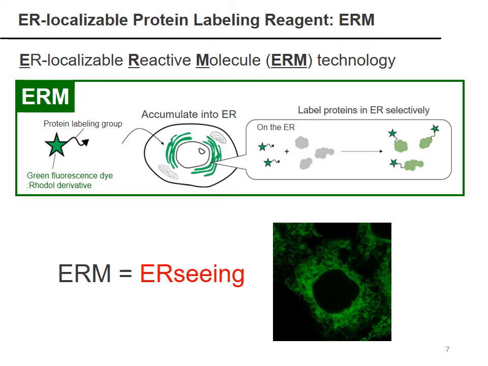In other words, due to the rapid migration speed of ERM to the ER, there is zero time for protein labeling elsewhere. As the ERM accumulates and concentrates inside the ER, the proteins become conjugated with the fluorescent dye. This is the reason why ERM technology labels ER-associated proteins selectively. The reagent's name of ERM is ER-seeing, and it is useful for live imaging of ER protein movement.